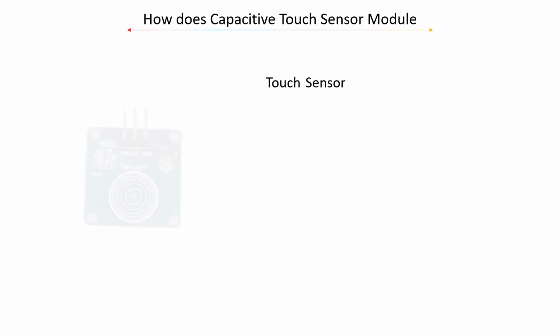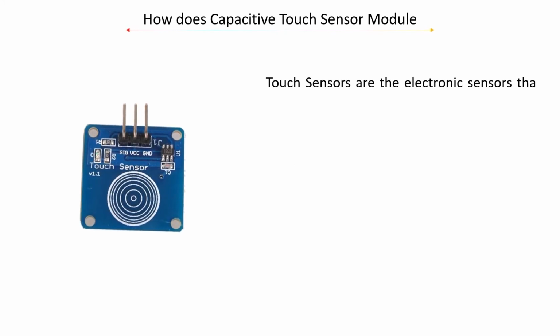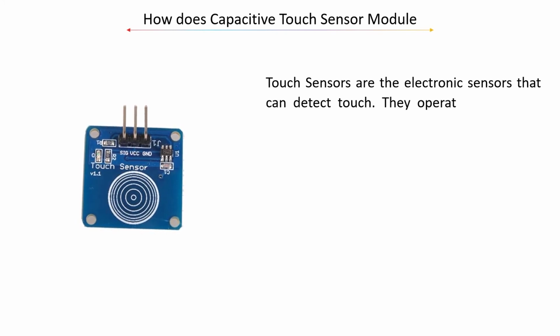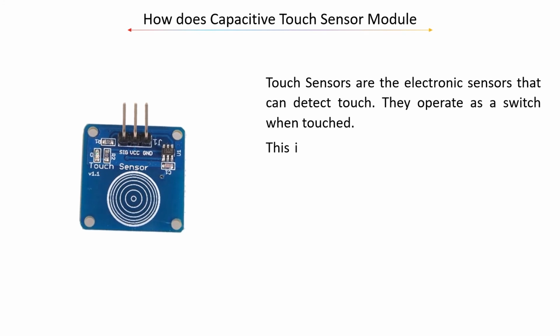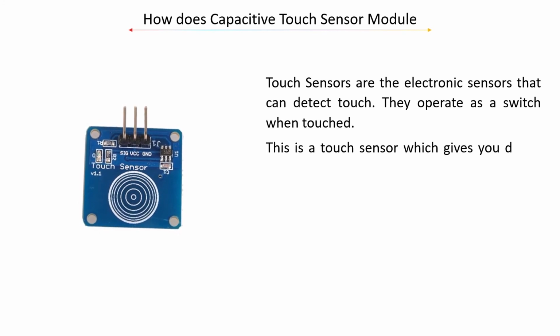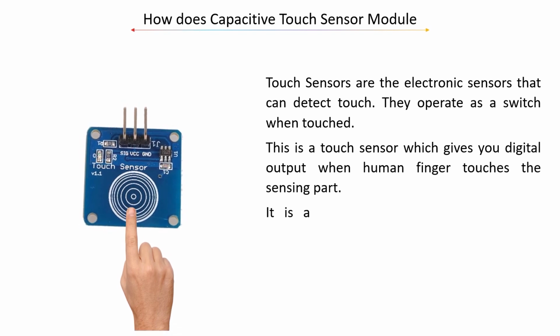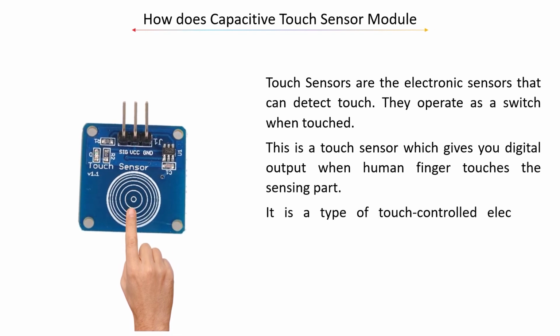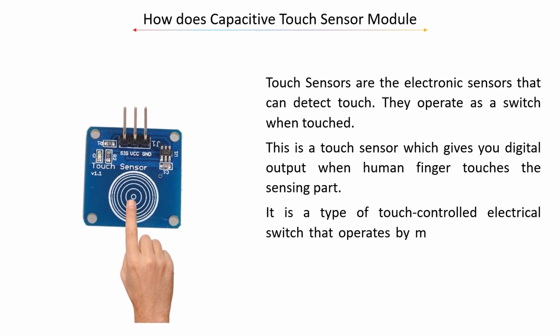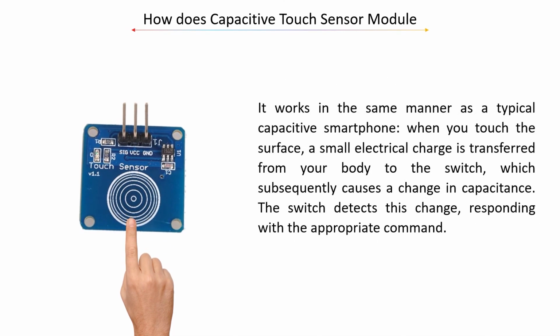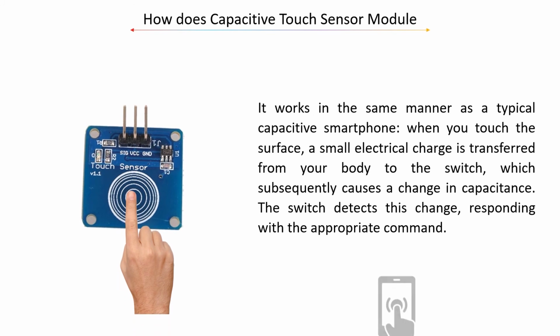Capacitive touch sensor module. Touch sensors are the electronic sensors that can detect touch. They operate as a switch when touched. This is a touch sensor which gives you digital output when a human finger touches the sensing part. It is a type of touch-controlled electrical switch that operates by measuring change in capacitance. It works in the same manner as a typical capacitive smartphone.